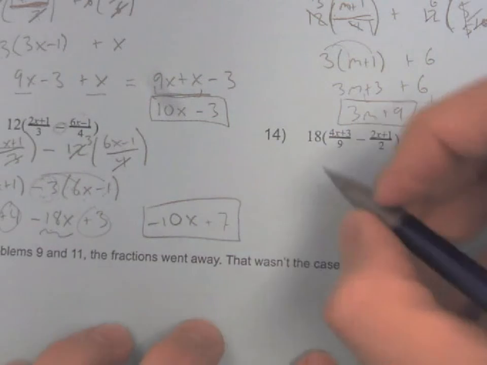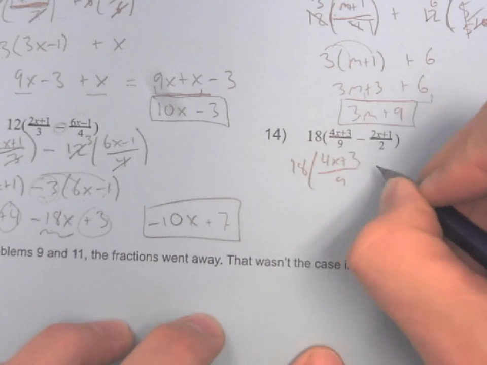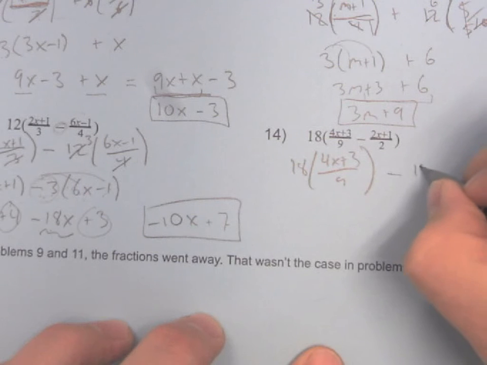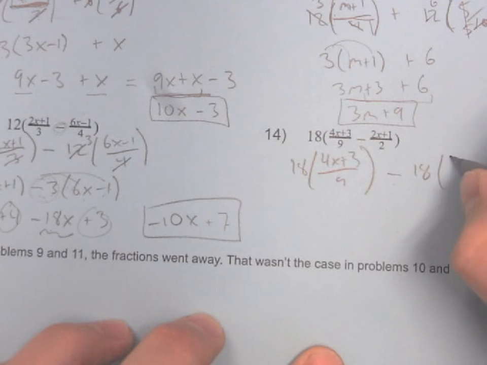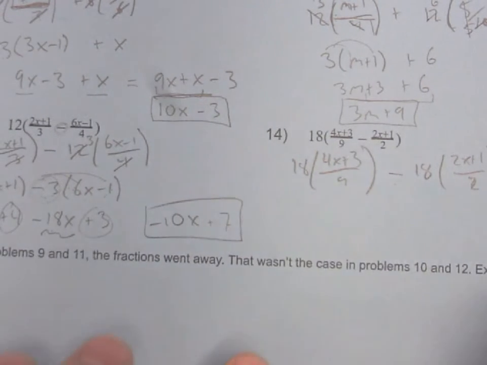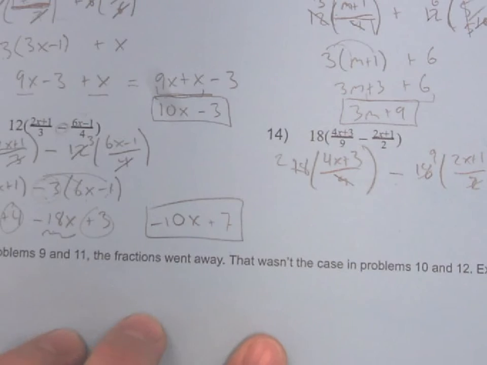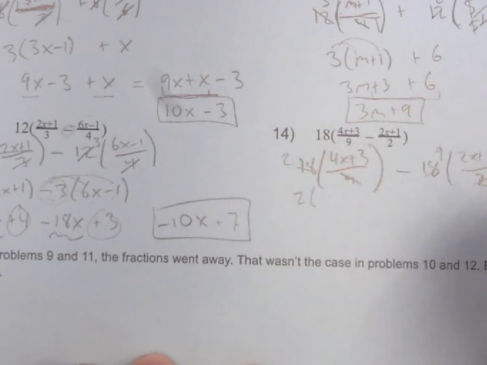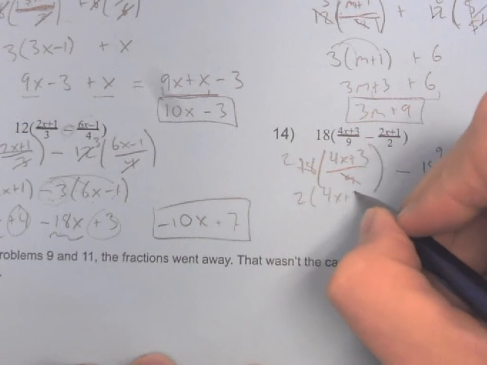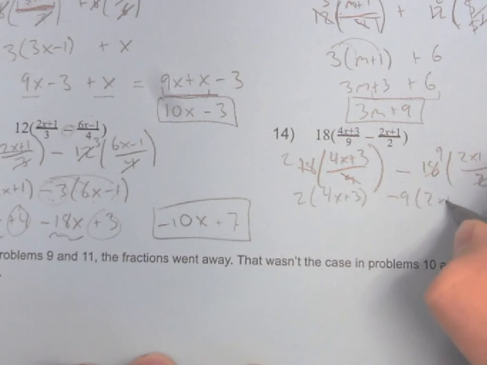Okay, coming back from the pause, we're going to do this kind of quick since we already did some examples here. We're going to distribute the 18, okay? I'm going to put the negative here, and then the 18 there. Okay, I'm going to cancel my common factors. So 9 goes into 18 twice, 2 goes into 18 9 times. That means I have a 2 times 4x plus 3, and then a negative 9 times 2x plus 1.